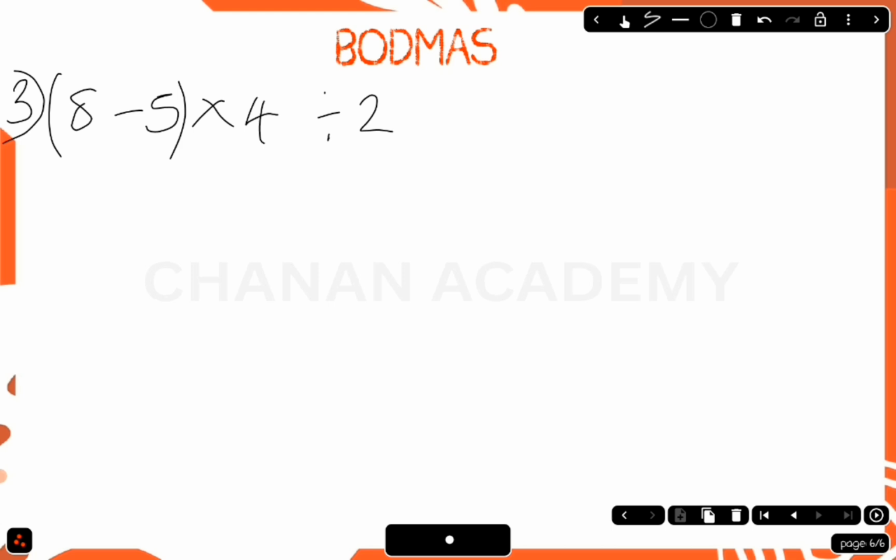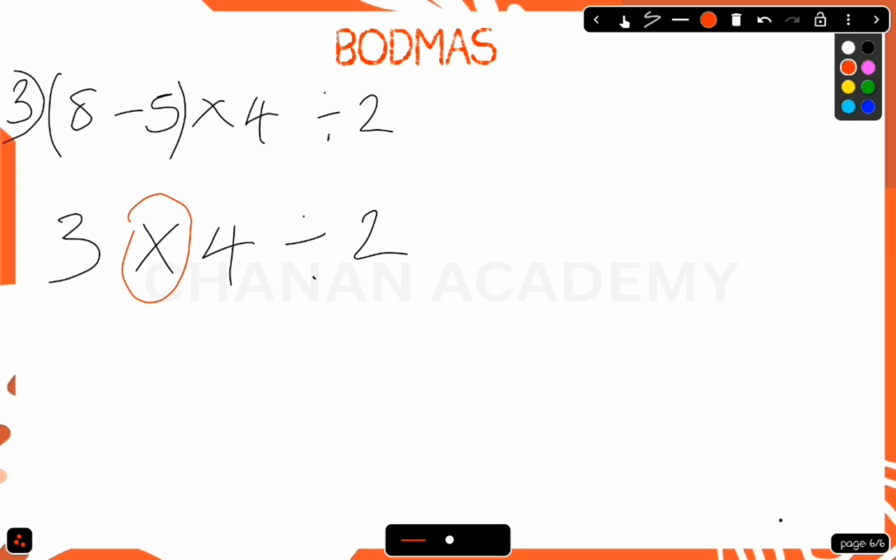So we have 8 minus 5 multiply by 4 divide by 2. So 8 minus 5, we have 3, multiply by 4 divide by 2. Remember, division and multiplication both have the same ranking. So we start solving from the left to the right. So what is at the left hand side? It is the multiplication.